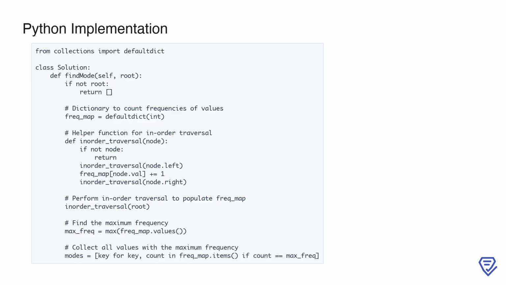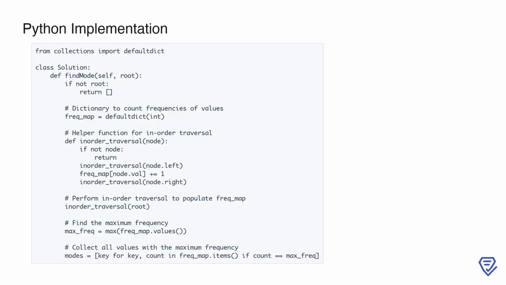Then, we define our solution class and the findMode method, which takes the root of the binary search tree as input. If the root is null, meaning the tree is empty, we simply return an empty list since there are no nodes to process. To count the frequency of each value in the tree, we use a defaultdict called frequency_map. We then define a helper function, in_order_traversal, which is responsible for performing an in-order traversal of the binary search tree. This traversal lets us process nodes in ascending order of their values, as is characteristic of binary search trees.